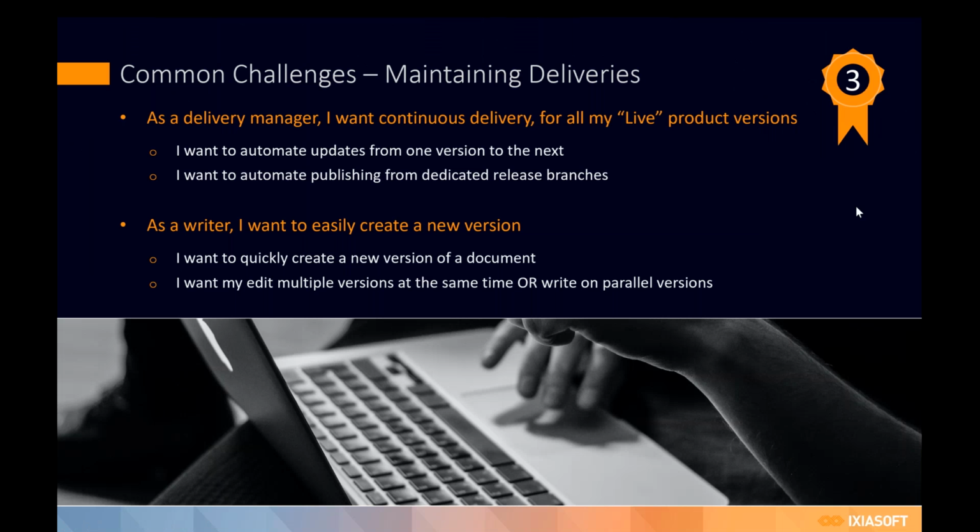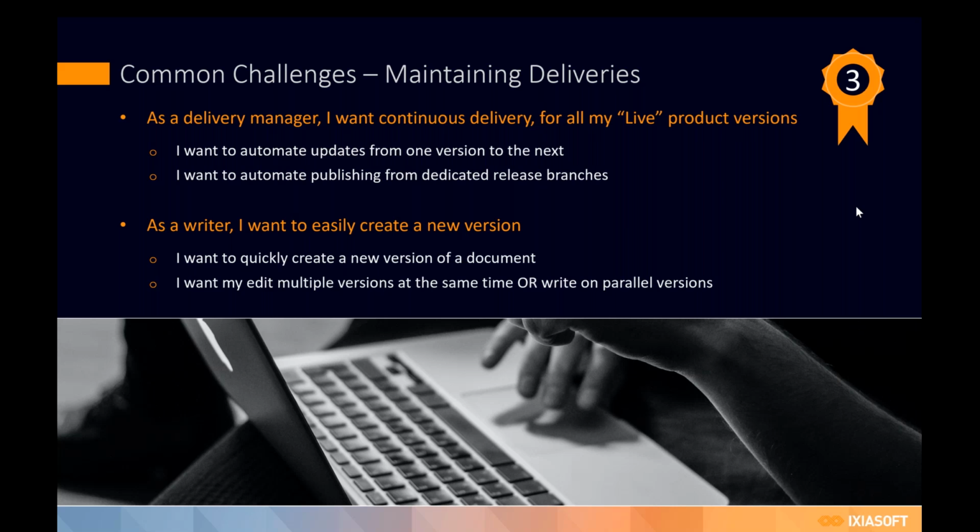So in this third and final scenario, the DRM feature helps customers provide continuous delivery. Imagine as a delivery manager or probably product owner, you want continuous delivery for all the live versions of your product. So not only automate the updates from one version to the next, as we've seen before, but also automate the publishing from dedicated release branches.